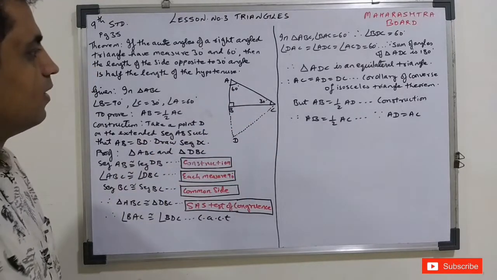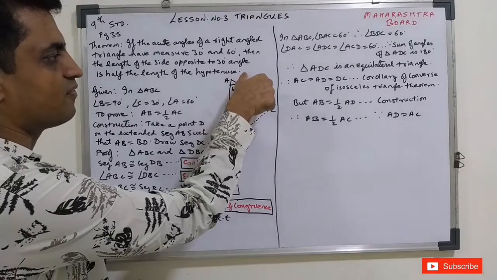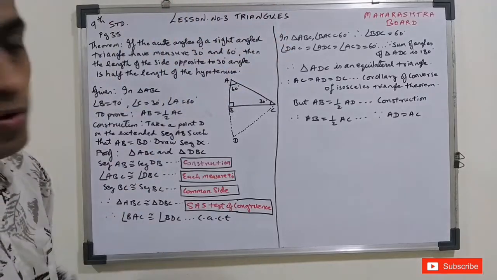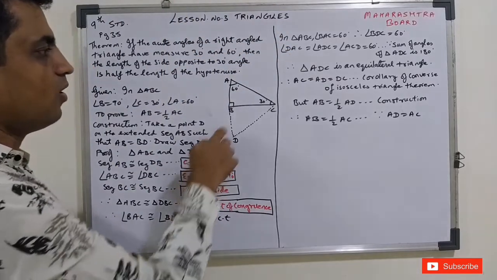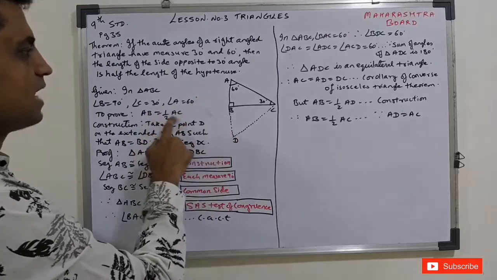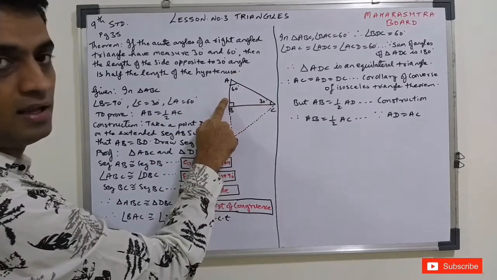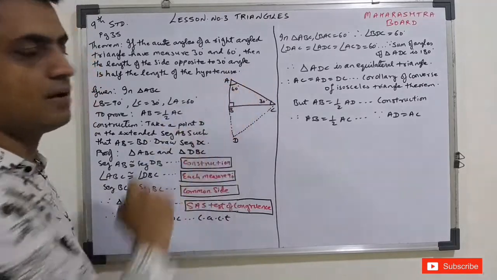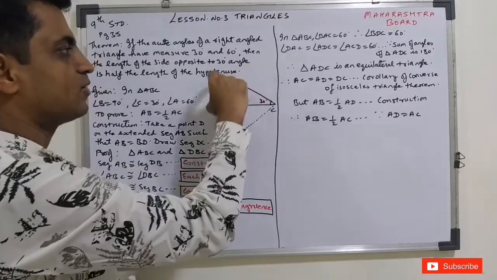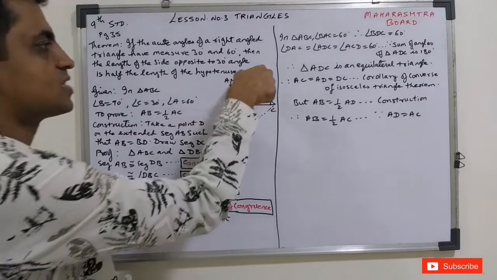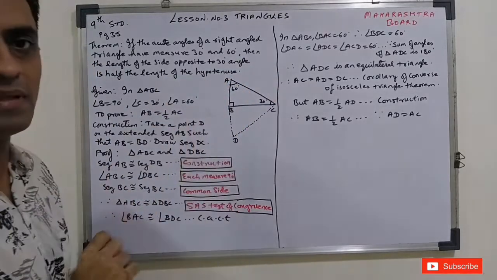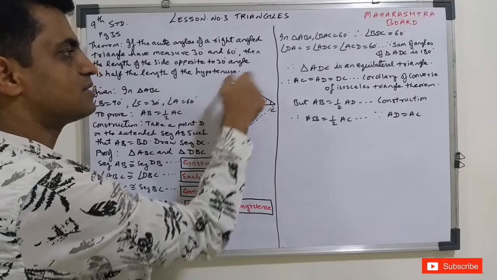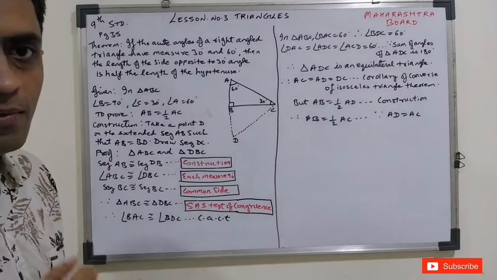Now you have to prove AB is half of AC. AB is half of AC, that you have to prove. It means the side opposite to 30 is half of the hypotenuse. It means if this is 10, then this is 5. If this is 12, then this is 6. If this is 20, then this is 10. That way you have to prove. The side opposite to 30 is half of the hypotenuse. That we have to prove.